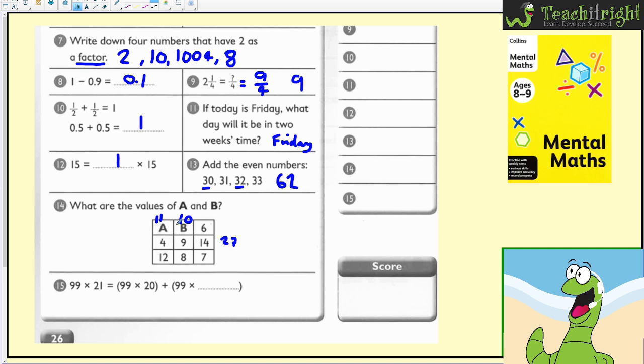And now if I go across this row, I can just check my answers. Does 11 plus 10 plus 6 also make 27? Yes, it does. You wouldn't need to do that final thing, but it's always nice to know how to check if you can, and the magic square questions are particularly good for being checked very easily.